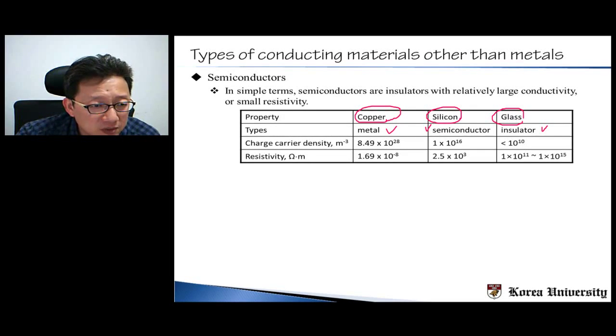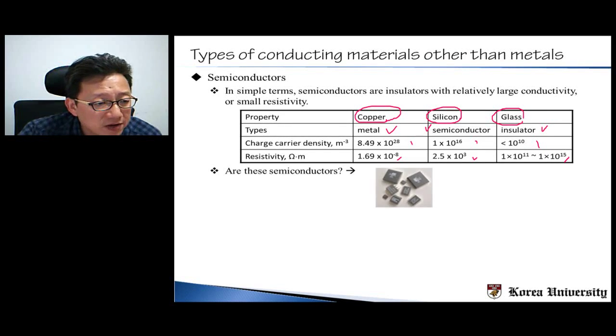You can see the resistivity. The resistivity of copper is very small, in the range of 10 to the power of minus 8 ohm meter. In contrast, glass has a very large resistivity, up to 10 to the power of 15. And silicon is somewhere in between, around 10 to the power of 3. One of the most important factors is how much charge density, or how many charge carriers, there are, and you can see how different they are.